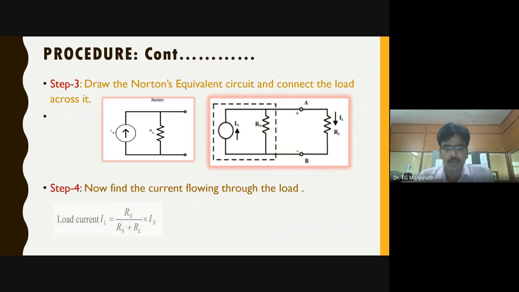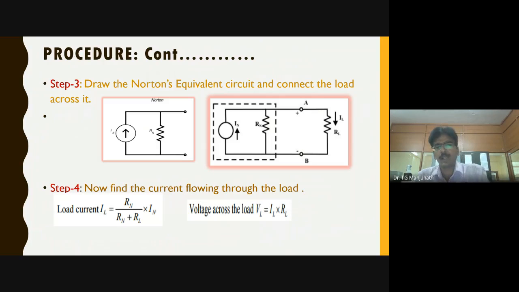So how to find the current using current division rule? Current flowing to the load, that is IL, is equal to the opposite resistor Rn divided by the sum of the resistors Rn plus RL, into the total current IN. So that is how to find the current using Norton's theorem. If you want to find the voltage, you know V is equal to I into R. So you will get the voltage also. This is the concept of the theorem.